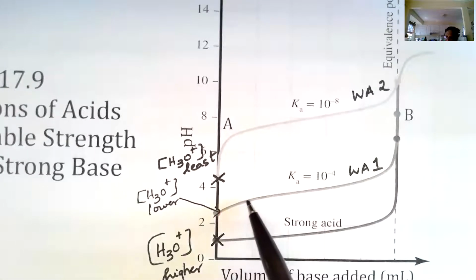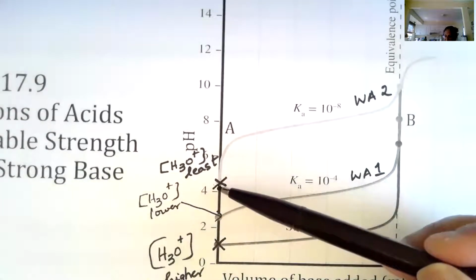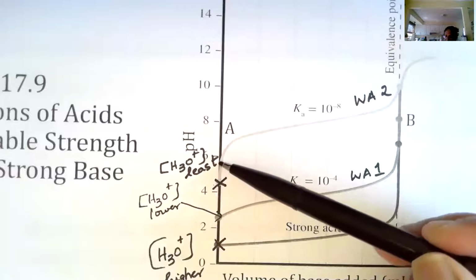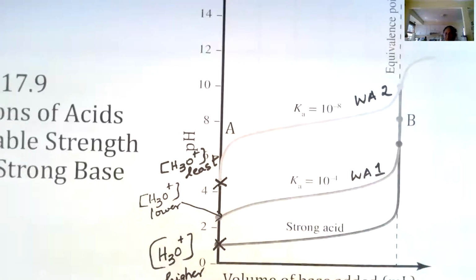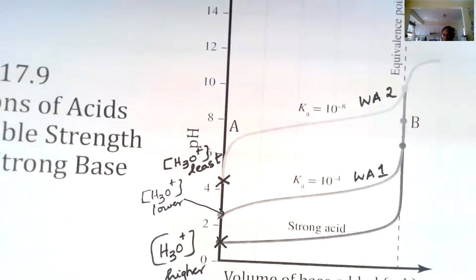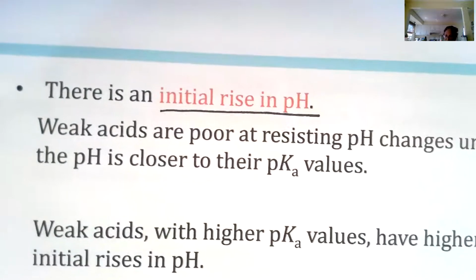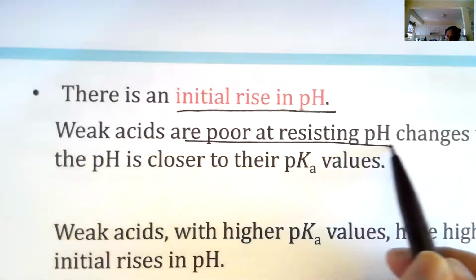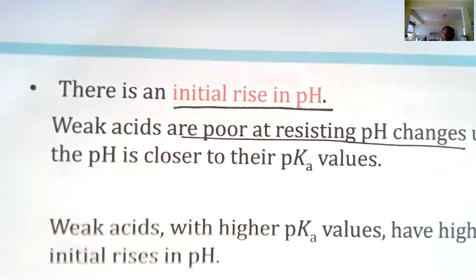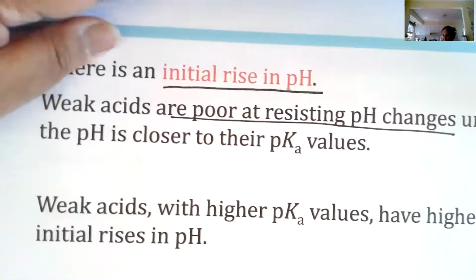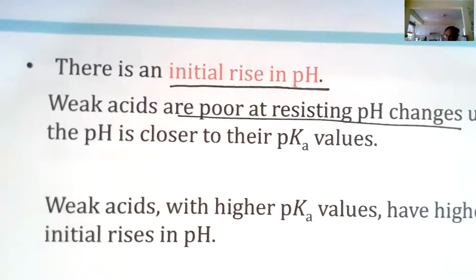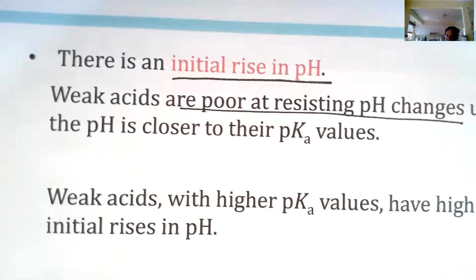Looks like there's an initial increase. You see that? There's an initial increase. And it's more pronounced here with the very small Ka value. It just increases and then it plateaus off. You see that? So that's what they're talking about next. The initial rise in pH. So weak acids are poor at resisting pH changes. Okay, they're like, any chance they get, they are capable of increasing the pH of the solution.